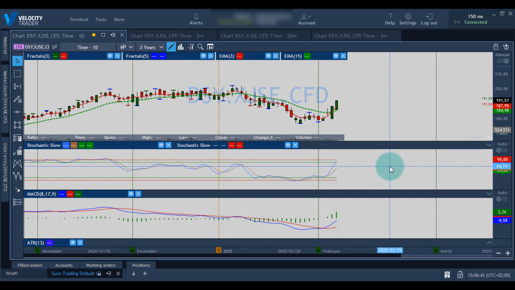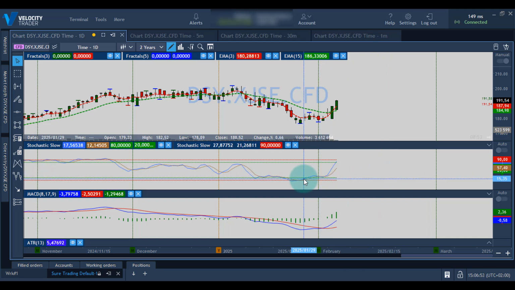If we have a look at this chart, you can see I have my stochastic over here. A trigger to go long on the stochastic is when it goes from below the 20 upwards, and that happened on about the 30th of January, so about a week ago. It happened over here.